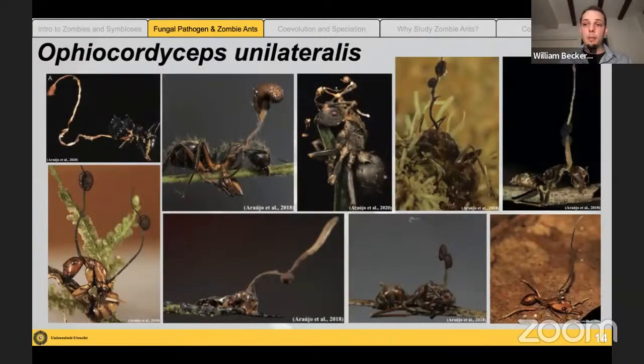Now, when we talk about zombie ants, everything I've showed you up to this point in terms of research has really just been done on one or two species. But as it turns out, the more we keep looking for these things, the more we realize that there are dozens, if not hundreds, of different carpenter ants that are infected by separate species of Ophiocordyceps.